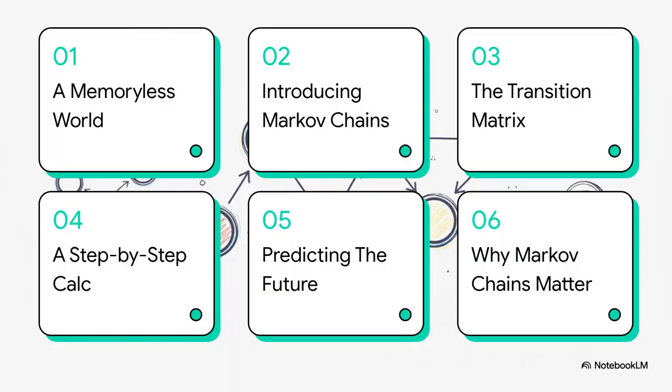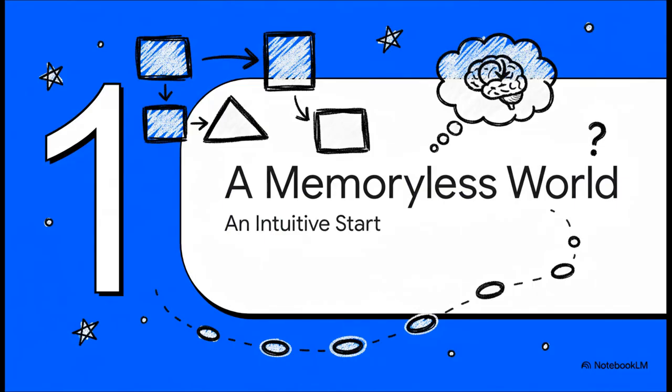So here's our roadmap. We'll start with this simple concept of a memoryless world. Then we'll get a proper definition for Markov chains. After that, we'll look at what makes them tick, something called the transition matrix, and we'll even do a calculation together, don't worry. Then we'll see how to predict the future, and finally, we'll tie it all together and see why any of this really matters. All right, let's jump right in.